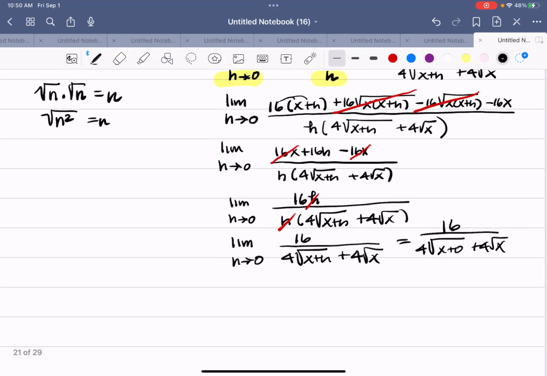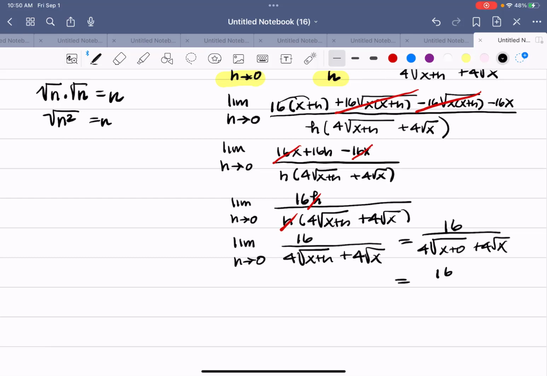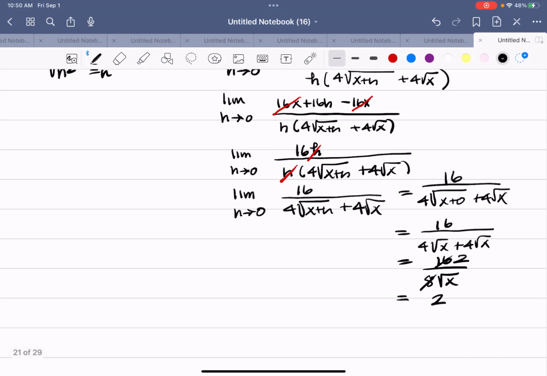And of course, x plus 0 is x, so 4 square root of x plus 4 square root of x. So that's 16 over 8 square root of x. I'm adding, it's just like 4x plus 4x or 4t plus 4t. I just add the coefficients. And then I can divide 8 into 16, get a 2. So after all of that, my formula for the slope of the tangent is 2 over the square root of x. And they told me x is 1.